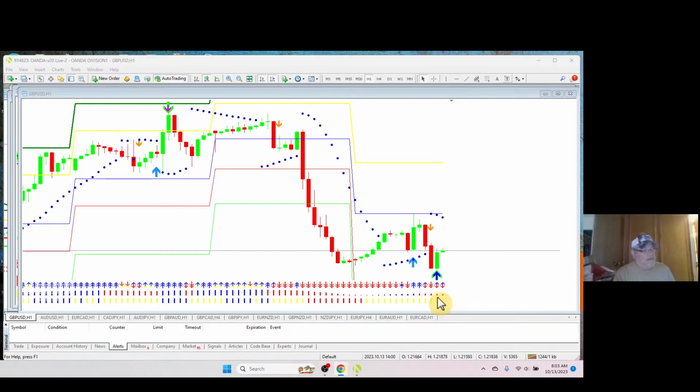Looking at the pound dollar 1 hour starting out. Let's see what we got on here today. Pound dollar, after making a sell yesterday, a big sell off, it's making a 1 hour buy signal. But there's nothing to do on that. There's no setup.